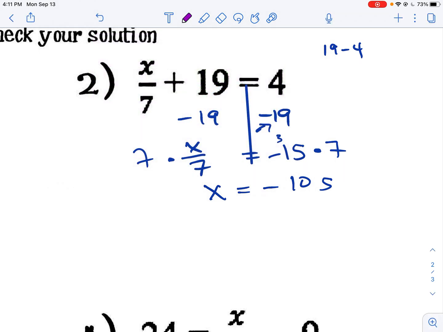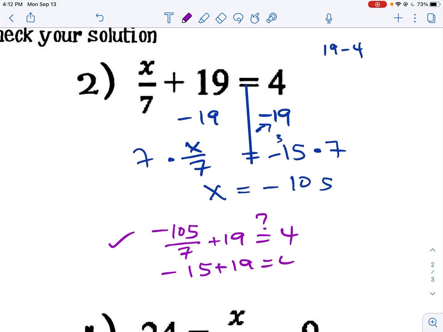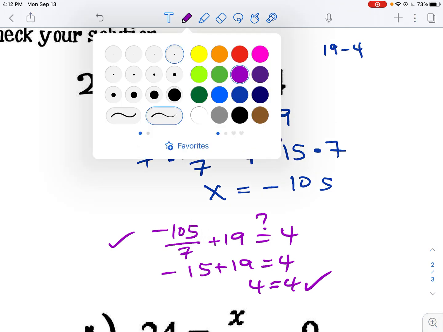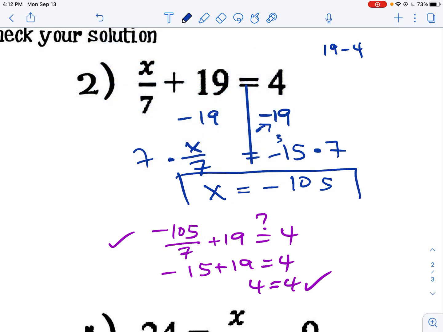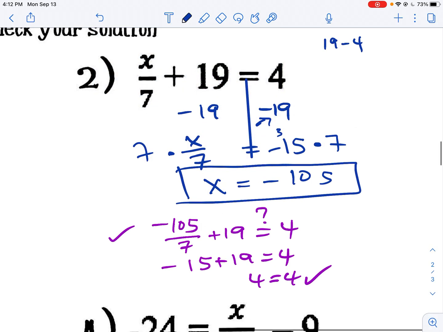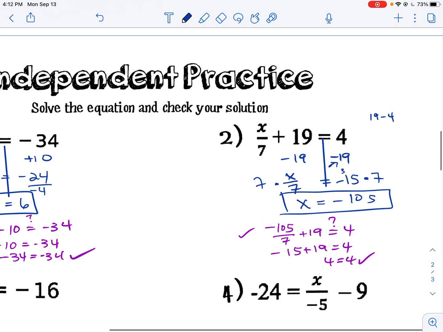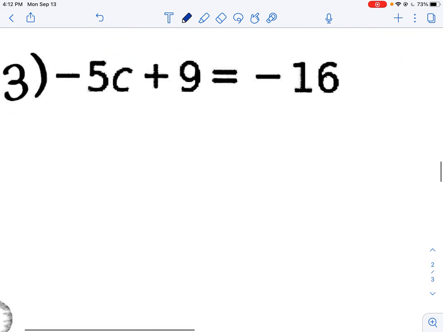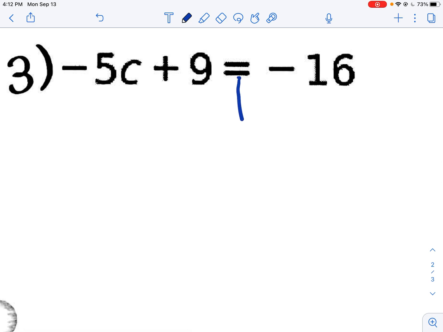So then I plug it back in to make sure that I'm doing the right work. So negative 105 over 7 plus 19, does that equal 4? So this would get me negative 15 plus 19, does that equal 4? Yes, it sure does. So that means my answer is correct. Okay, so now let's do this one.